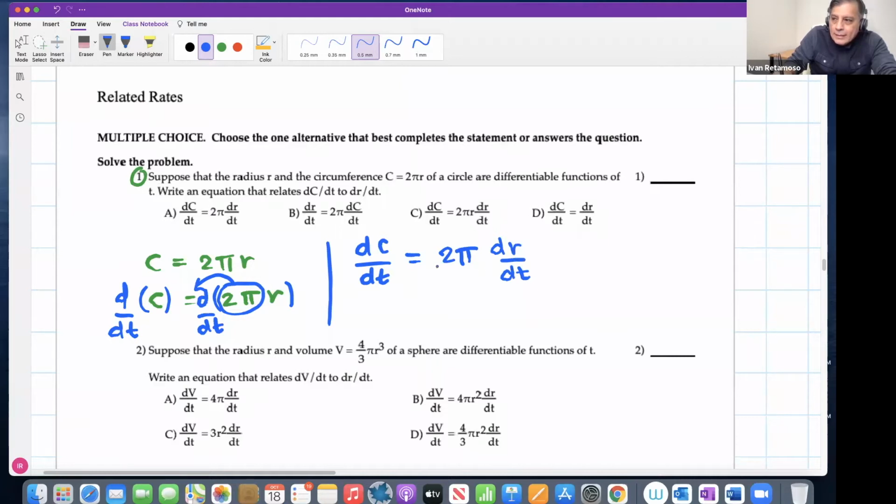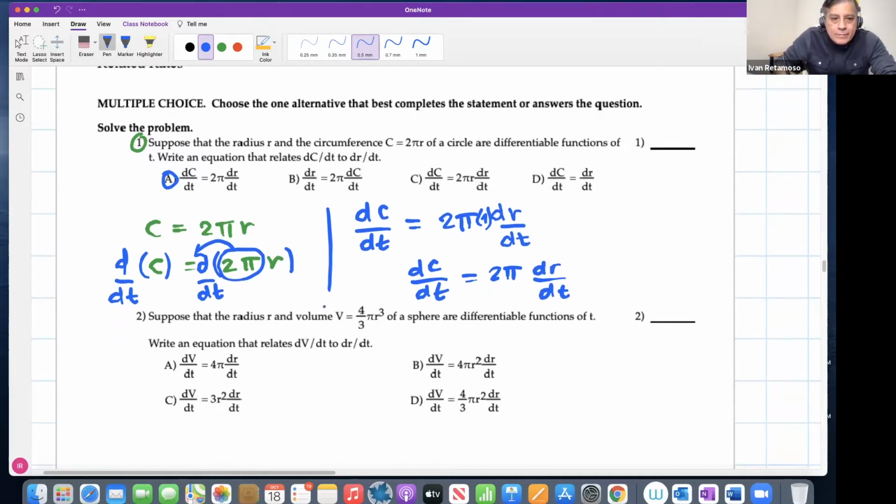Sometimes students put 1 here, I don't want to confuse anyone, 1 times the derivative of R must be multiplied by dR/dt because of the chain rule, right? Because we are taking the derivative with respect to T, not with respect to R. So this in simplified form, very good, leads to choice A. Very good. This one we just did, but let's make sure that everybody understood.